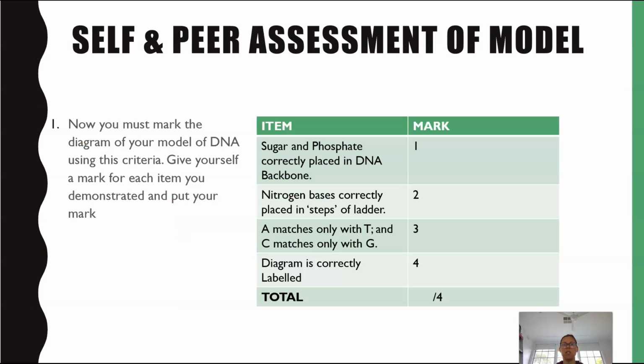I want you, with your assessment, when you submit it, to give yourself a mark. This is just a self-mark to make sure that you've included everything. So did you get 1 out of 4, 2 out of 4, or 4 out of 4? And that's based on, have you got the sugar and phosphate placed in the backbone? Are your nitrogenous bases the rungs of our ladder? The A matching with T, always the same 2 colours. Have you got them labelled properly?